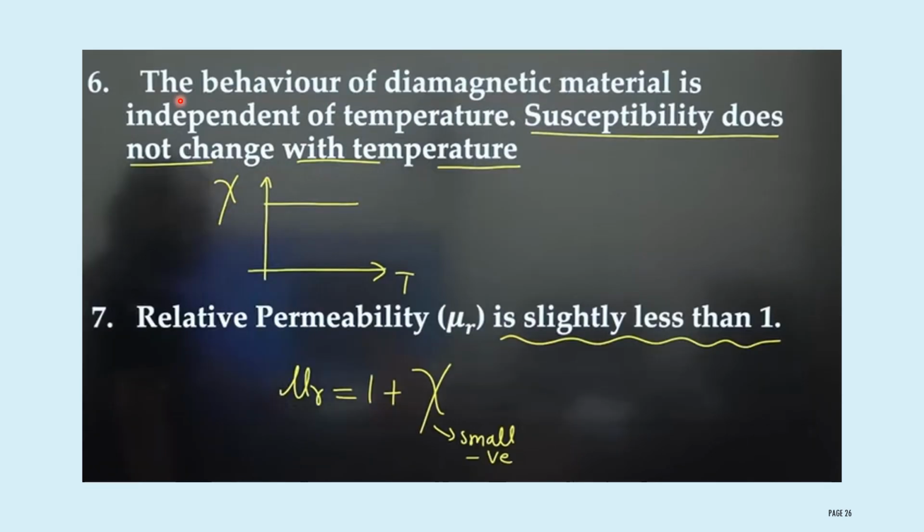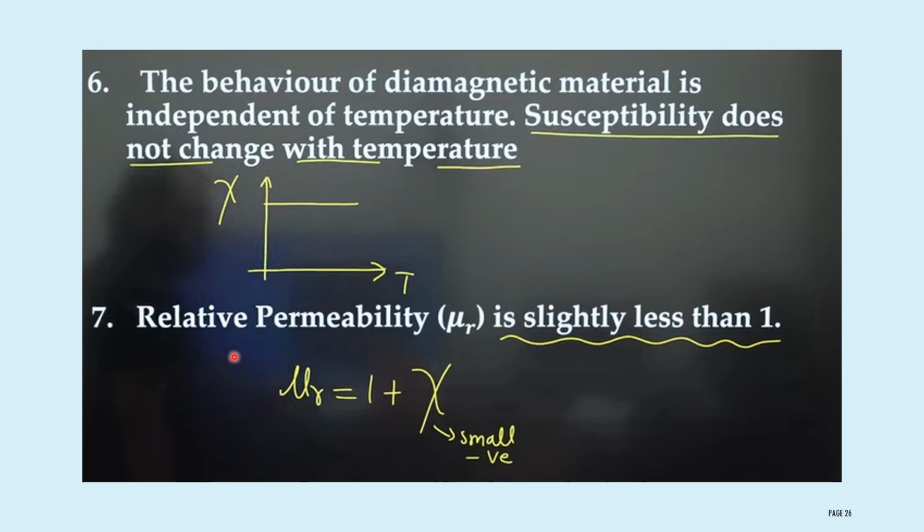Next property, sixth one, the behavior of diamagnetic material is independent of temperature. Susceptibility does not change with temperature. Look at the graph here, the graph between susceptibility and temperature, you will get a flat line. This will indicate the behavior of a diamagnetic substance does not depend upon the temperature.